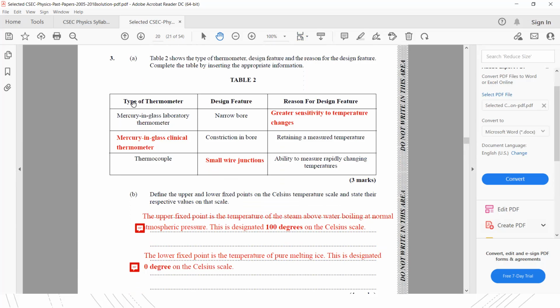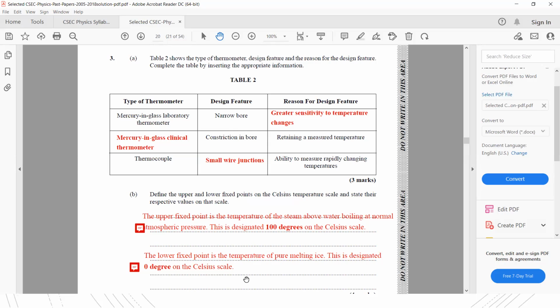All right, this question is about temperature. And we have a table to fill out where we have the first column being the type of thermometer, design feature, and reason for design feature. So we have mercury in glass thermometer. Now the design feature highlighted here is narrow bore. What's the reason for narrow bore? So narrow bore is for greater sensitivity to temperature changes.